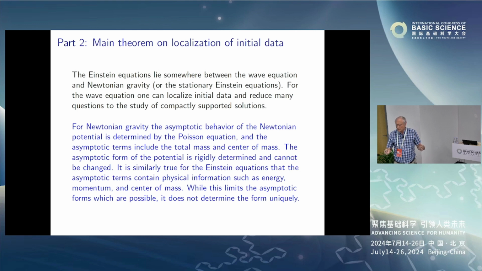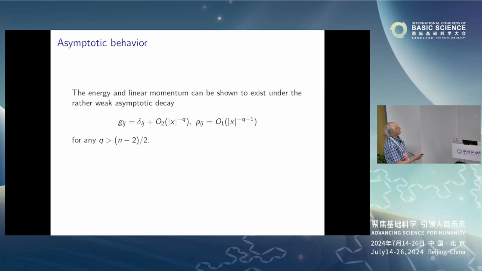So they can't be compactly supported, right? You don't have data which is actually trivial near infinity because that would have zero energy. So it violates the positive energy theorem. So there are limitations on the data, but it's still somewhat flexible. So that's the basic theme of this talk.